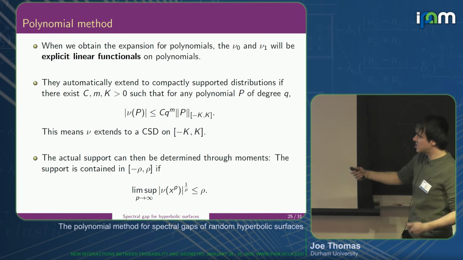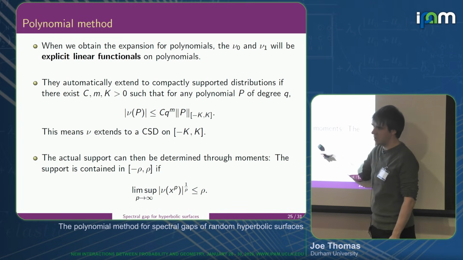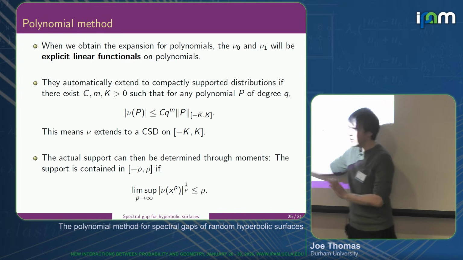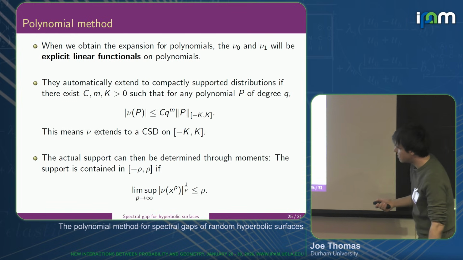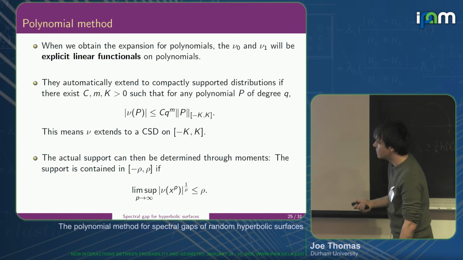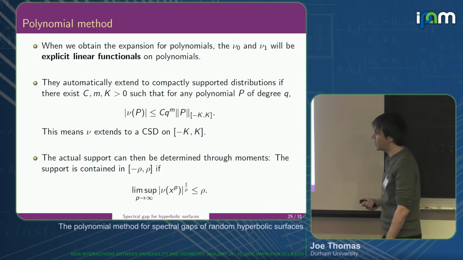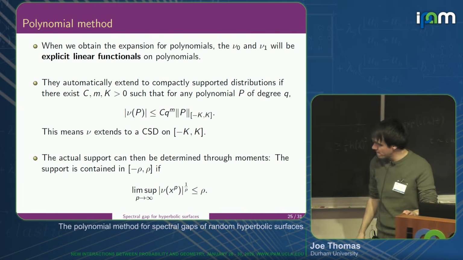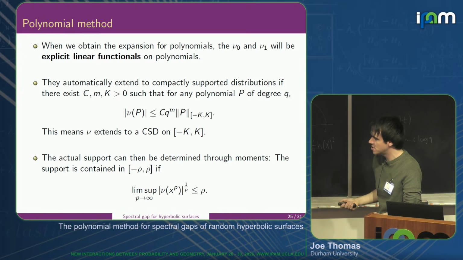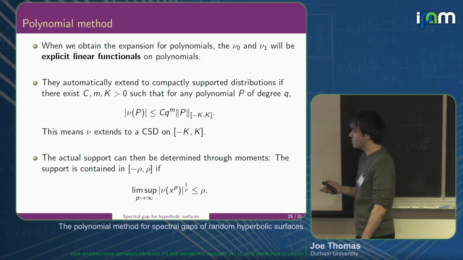But you can say something a bit more. So once you know they extend, you can actually compute the support more precisely by just computing on moments. So all the time, we're always passing back to just fixed moments. So if I plug in the function x to the power p into my functional, take 1 over p power, take the lim sup, and I find that this is uniformly bounded, then actually the support of my distributions are contained in this interval minus rho to rho. And this is what we'll be able to do, because for us, these functionals are going to be something very explicit, at least on polynomials.